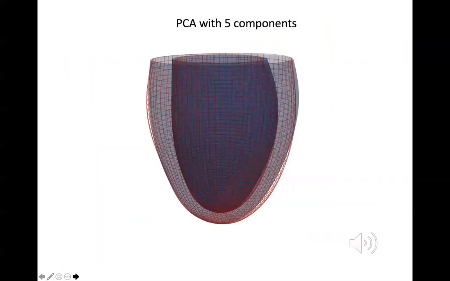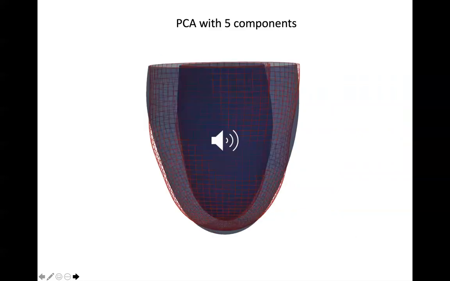In this figure, you see a comparison between the original left ventricle mesh, shown in red, and the reconstruction via projection onto a 5-dimensional PCA space, shown in gray. The 2 different gray shadings represent 2 different walls, the inner and the outer wall.